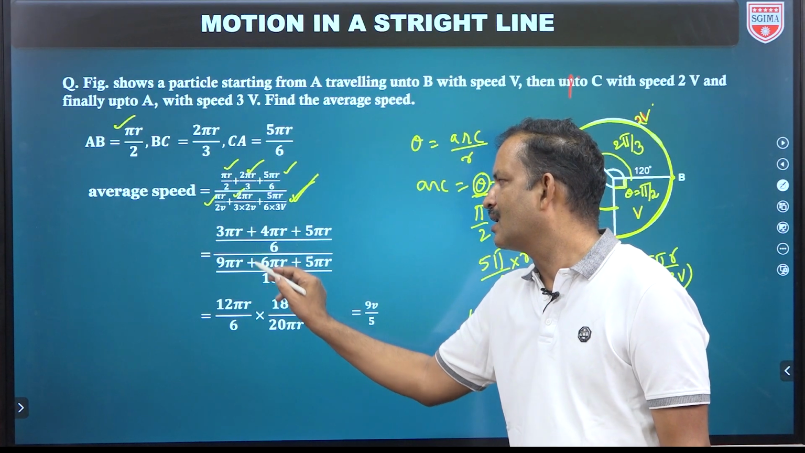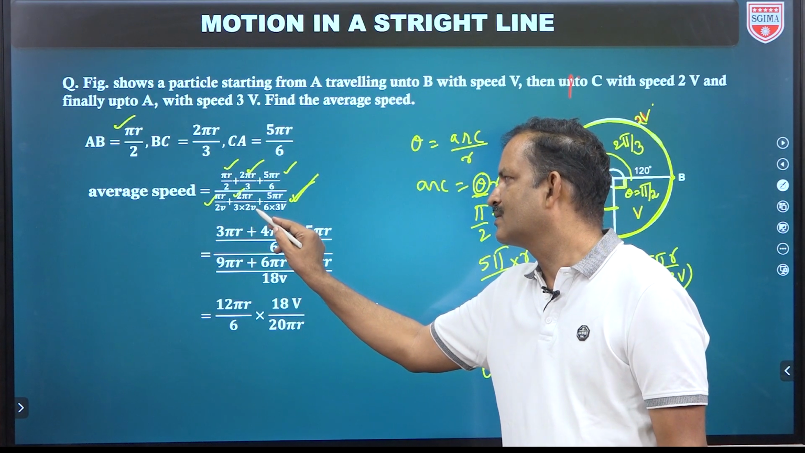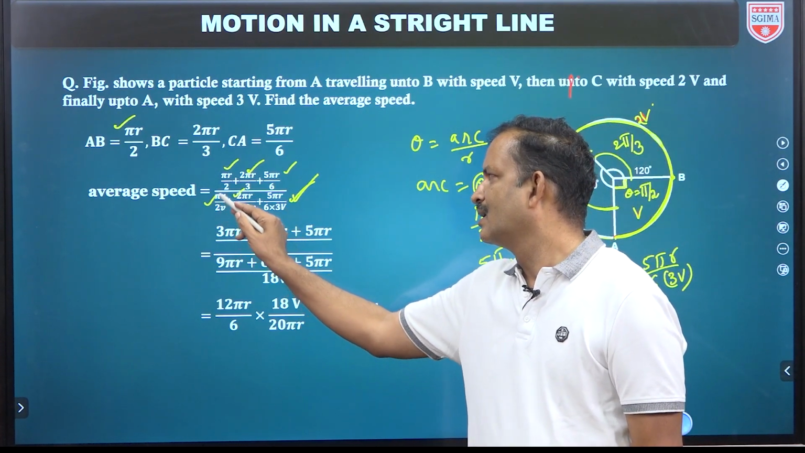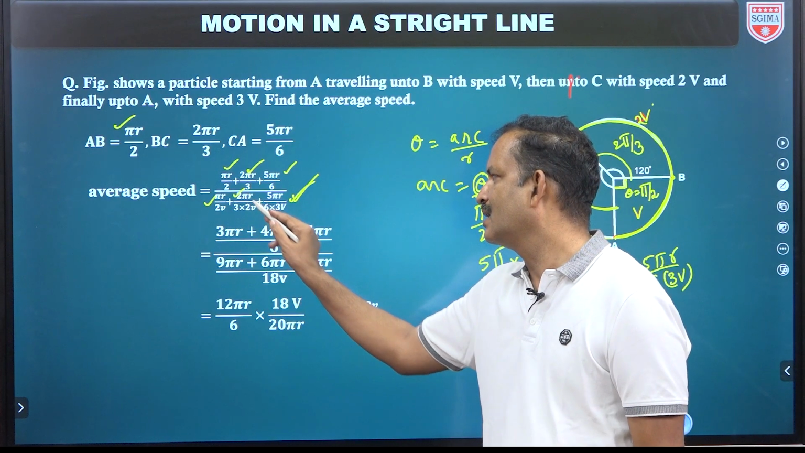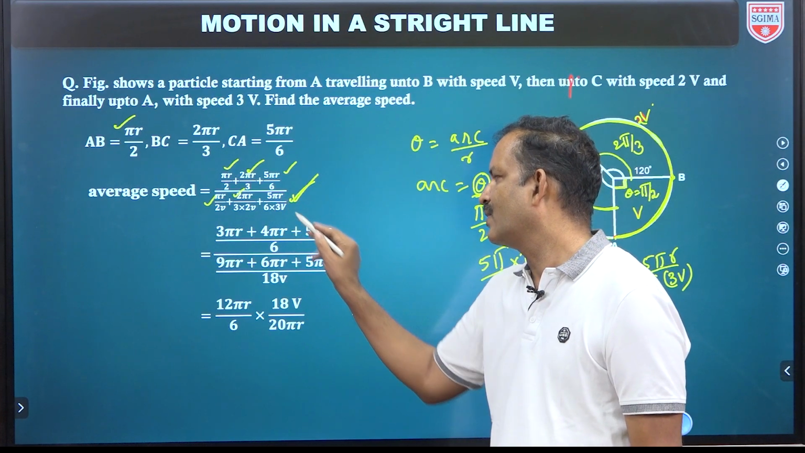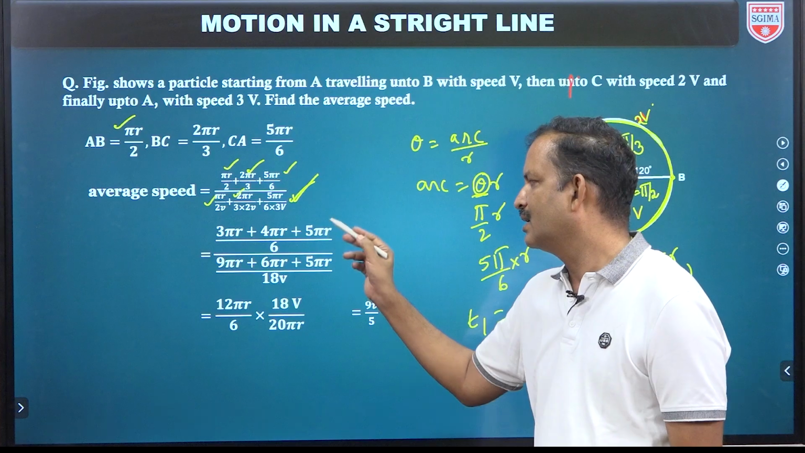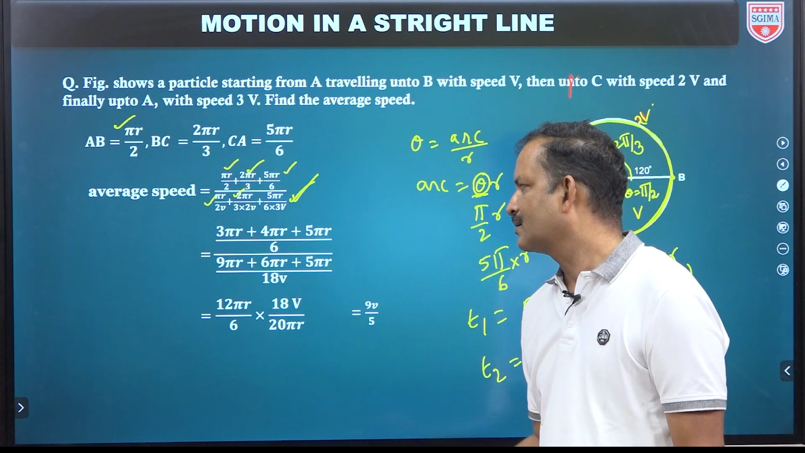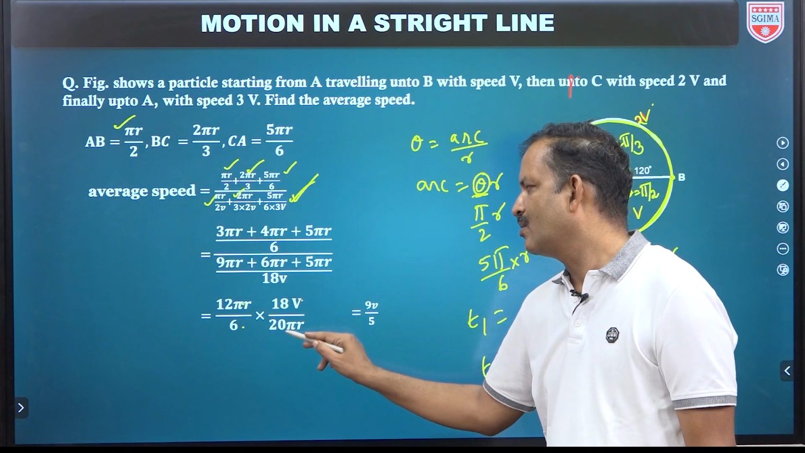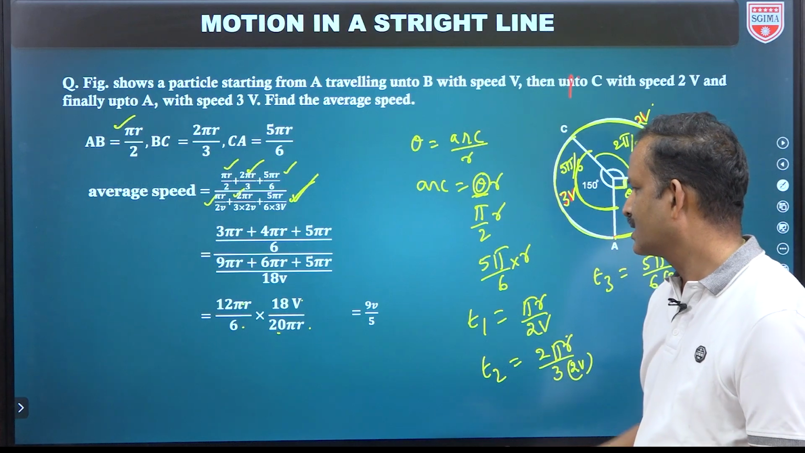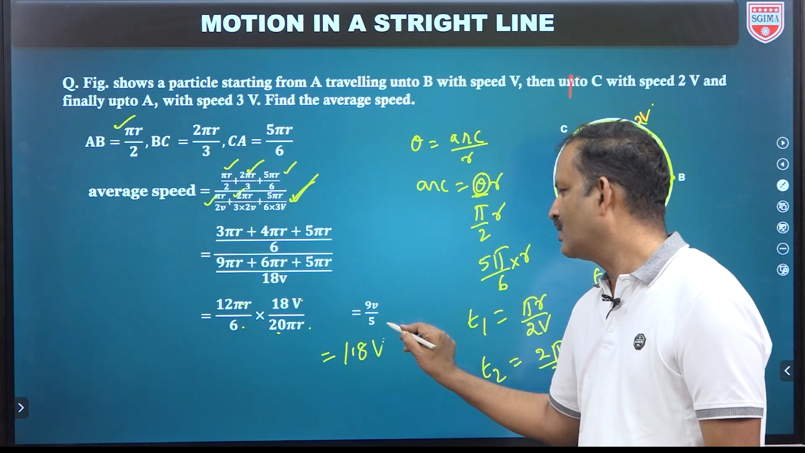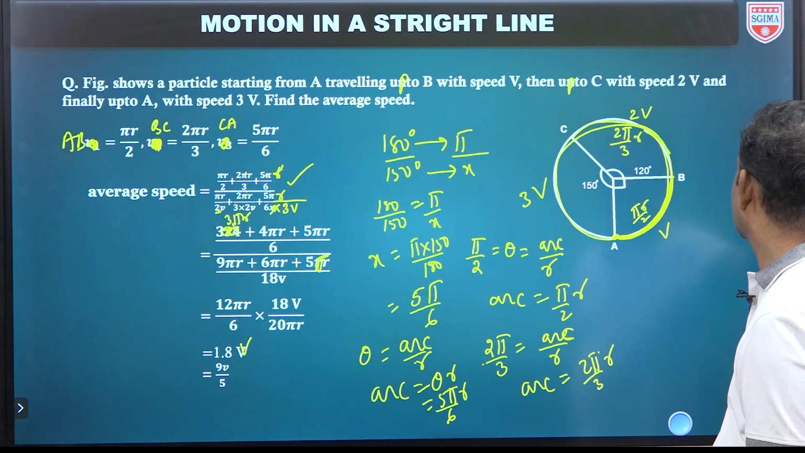Here also you are taking LCM of 2v, 6v, 18v; LCM is 18v. So we are applying that, 9 pi r. Here 3 into 2, 6 pi r plus 18v means 5 pi r by 18v. Then you take 18v by 20 pi r, because this value is 12 pi r by 6, 18v by 20 pi r. This is 9v by 5 r. This is equal to 1.8v. Got it?